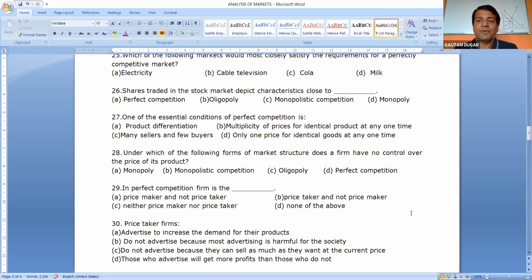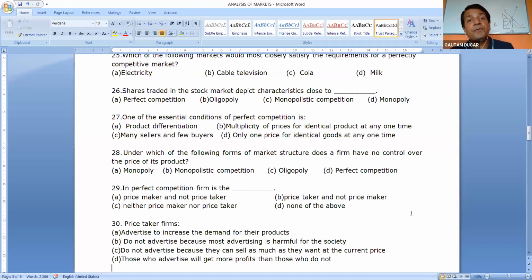Multiplicity of prices for an identical product is not a feature. Many sellers and few buyers is also not a feature of perfect competition. For perfect competition, there should be product homogeneity, so A is not possible. Multiplicity of price is also not possible because there is a fixed price, so B is also not correct.